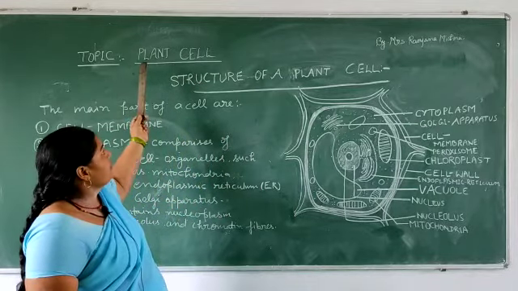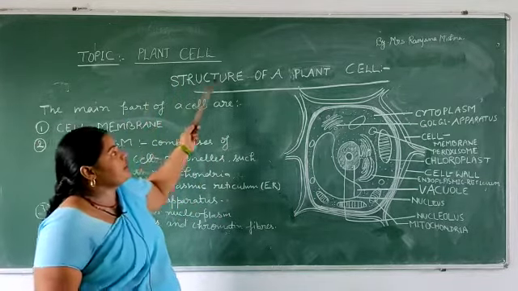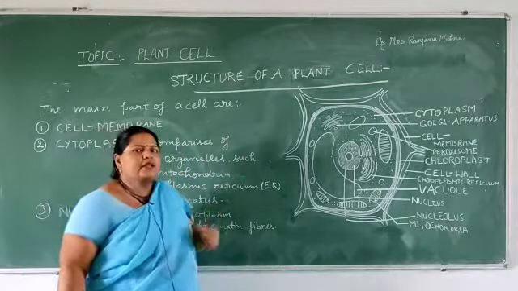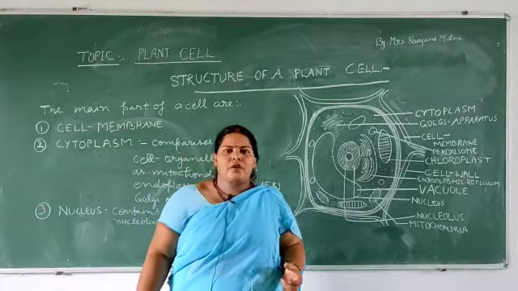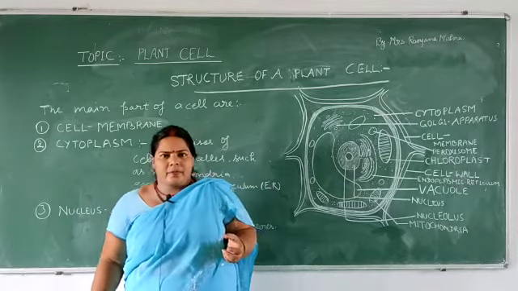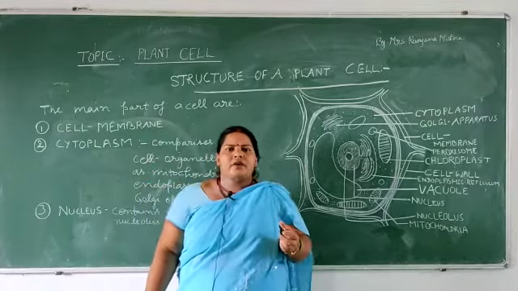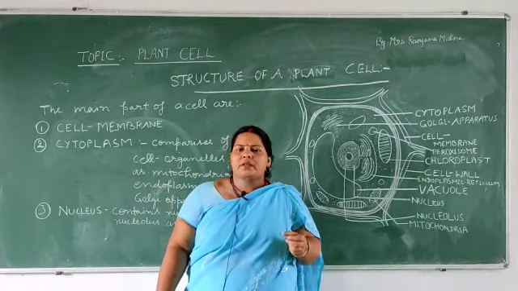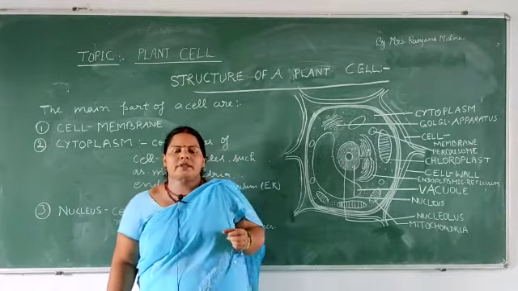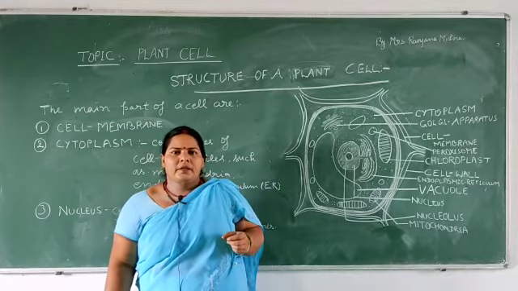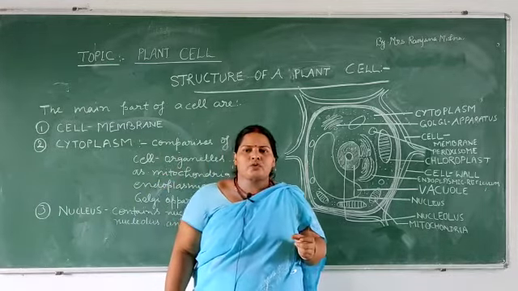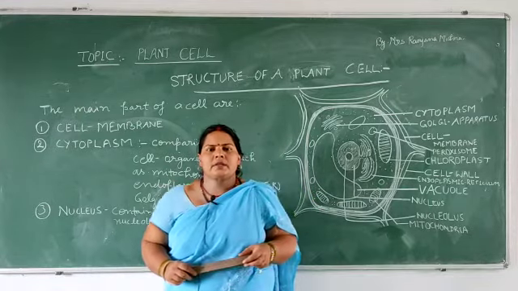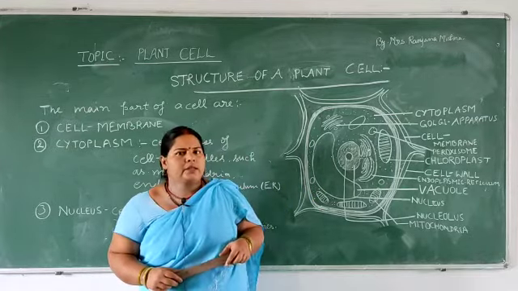Here we learn the structure of a plant cell. You know the cell is the basic functional unit of life. Cell was first of all discovered by Robert Hooke in 1665. He saw in microscope a brick-like structure found in cell.